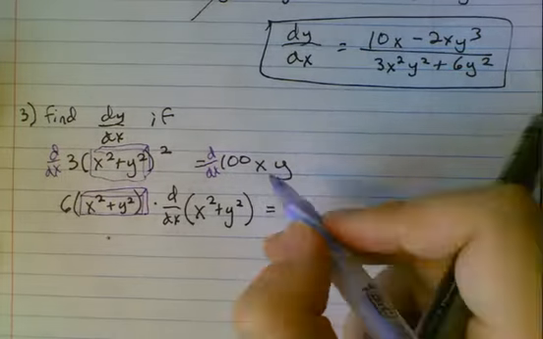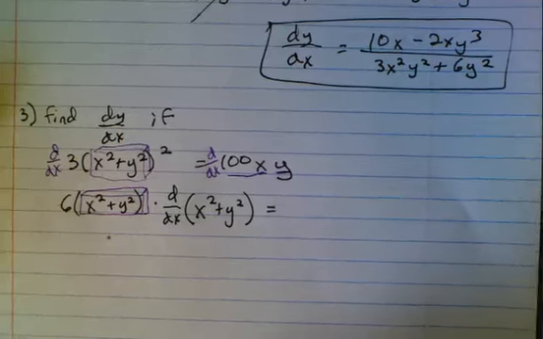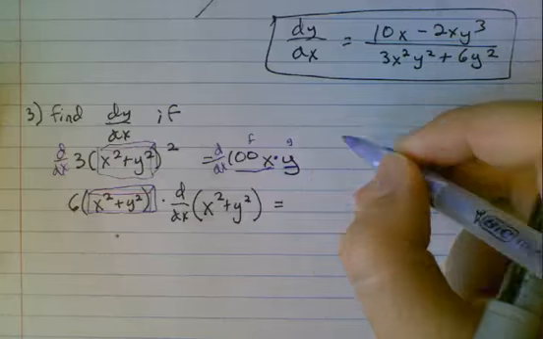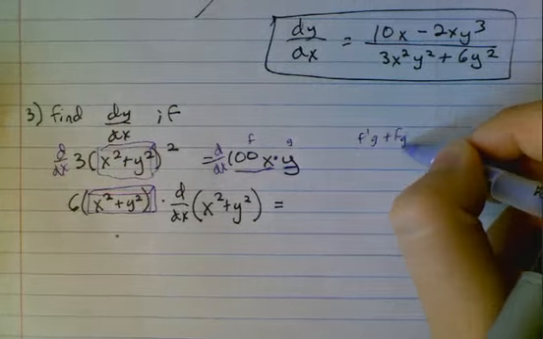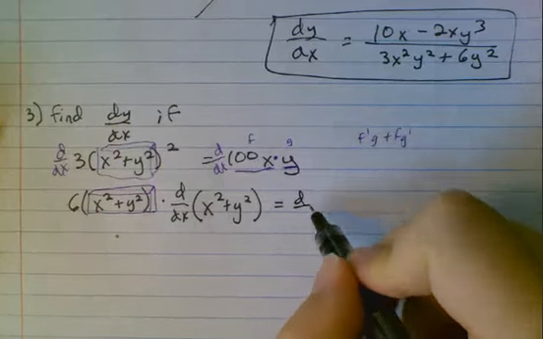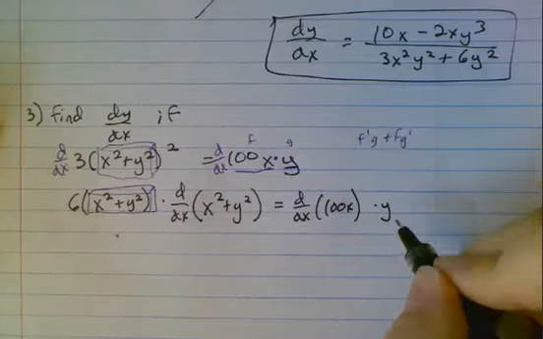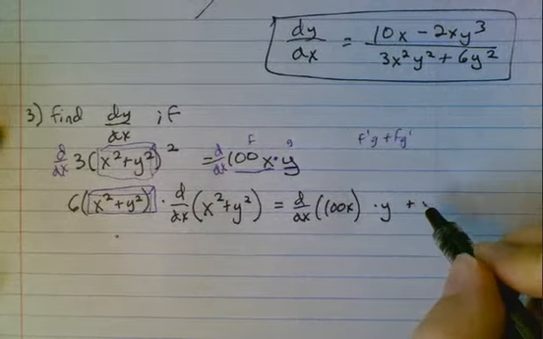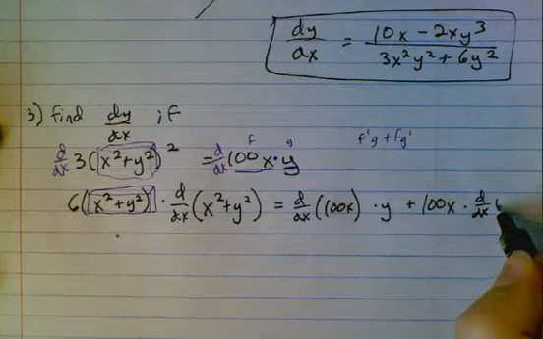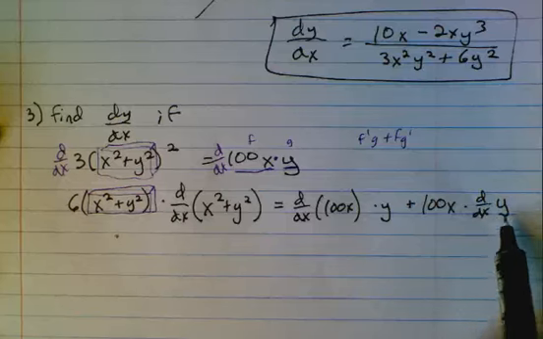Now over here we've got two different pieces. This y is some function of x, so we're going to have to use the product rule. Here's our f, here's our g, f prime g plus fg prime. So the derivative of 100x, now we're just going to multiply by y, it's along for the ride, plus 100x times the derivative with respect to x of y. Remember, that's got its own special name, it's just dy dx.